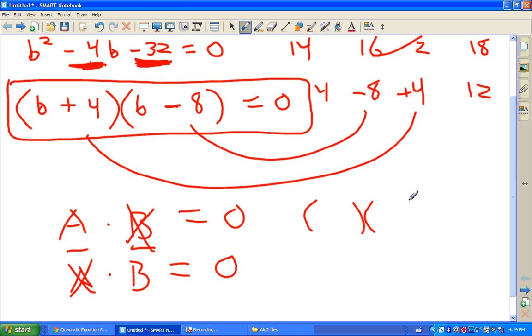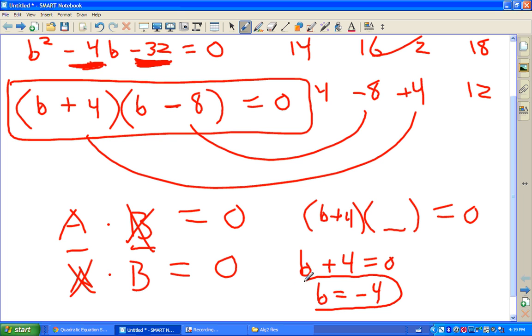What that means is now, if b plus 4 is 0, okay, then I just solve for b plus 4. I ignore what's over here. I'm just going to say b plus 4 equals 0, and that will give me one of my solutions. Move the 4 to the other side. B equals minus 4 is a solution to this equation.